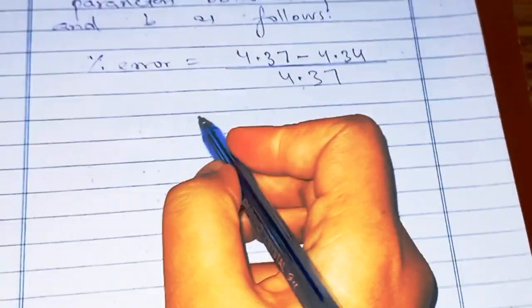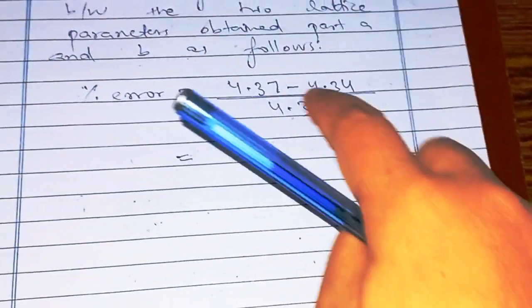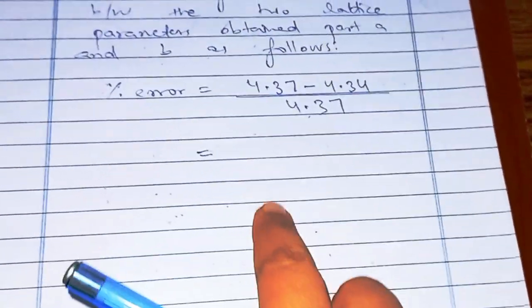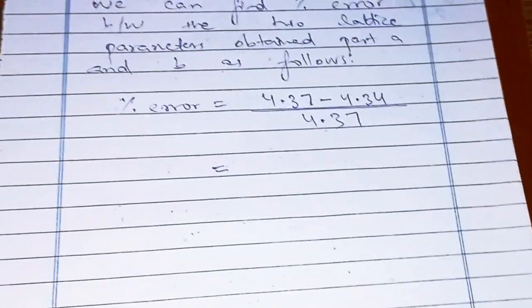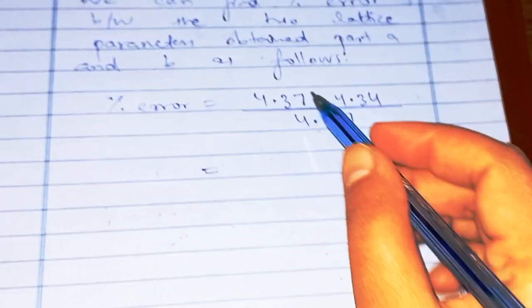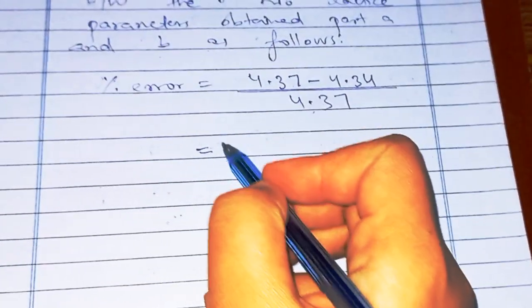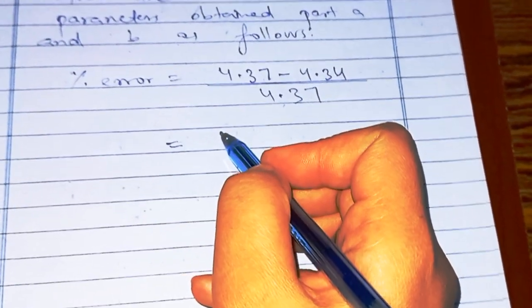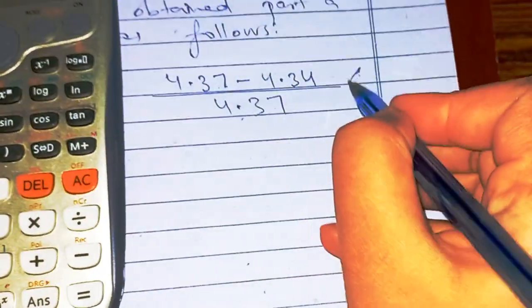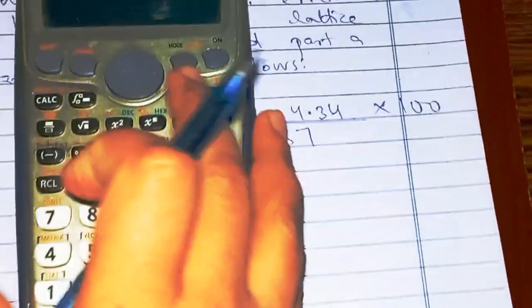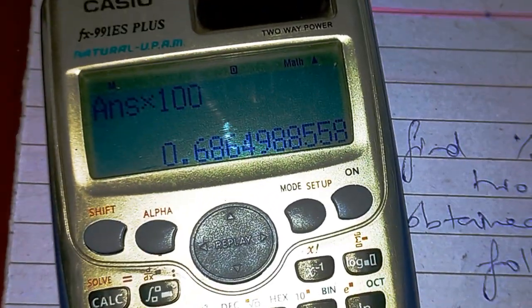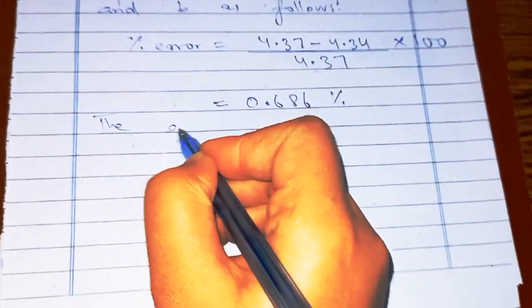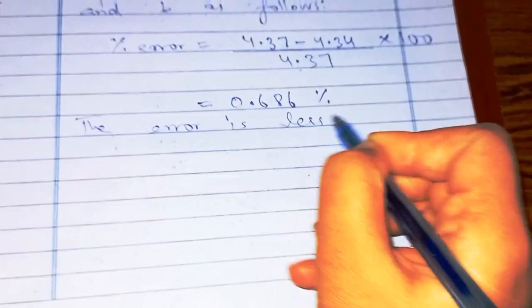4.37. You don't need to put any units in them, but make sure that all of them are in similar units. They shouldn't be in different units. Everything should be in angstrom, not some in angstrom and some in nanometer. No, that's not allowed. Let's see what this equals. Multiply by 100 because we are finding the percentage error. This is the percentage error, which is 0.686%. We can see that the error is less than 1%.